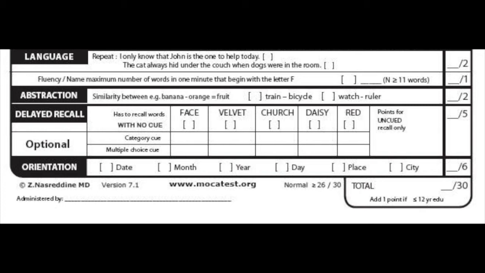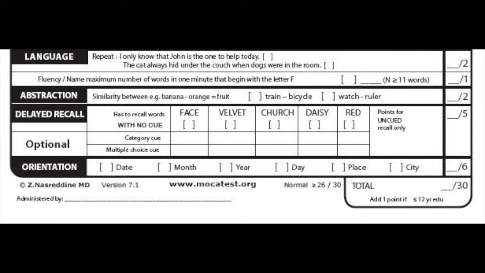Item 9. Abstraction. The examiner asks the client to explain what each pair of words has in common, starting with the example, "Tell me how an orange and a banana are alike." If the subject answers in a concrete manner, then give them a second chance to come up with a different response. Only the last 2 item pairs are scored. Give 1 point for each item correctly answered.